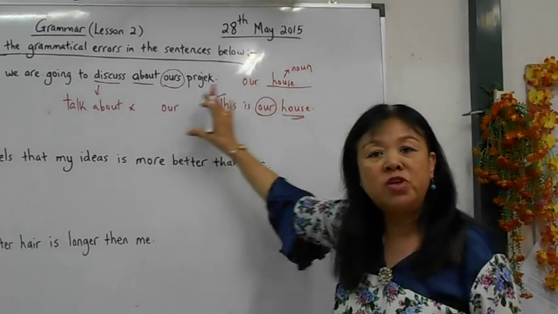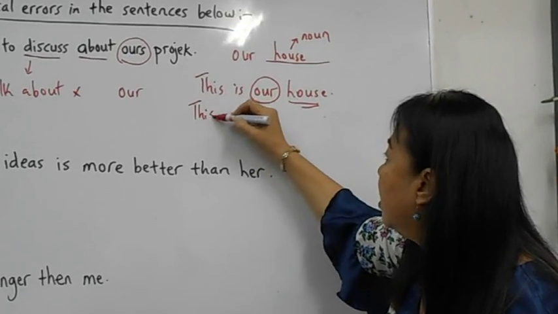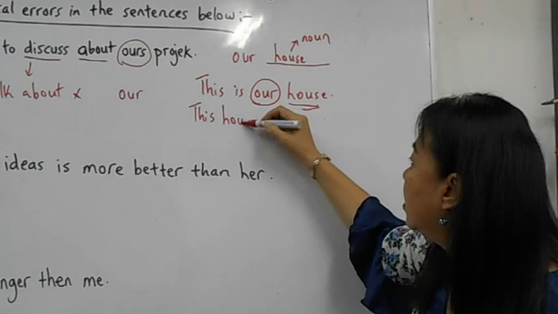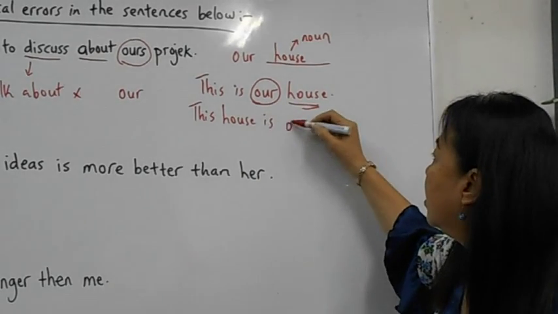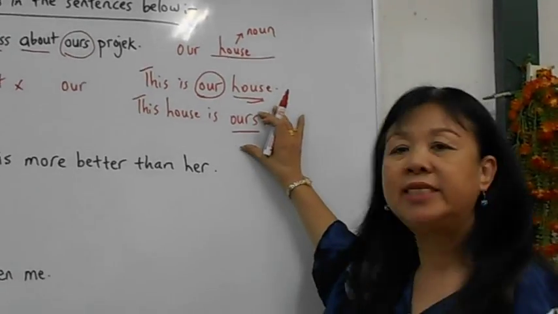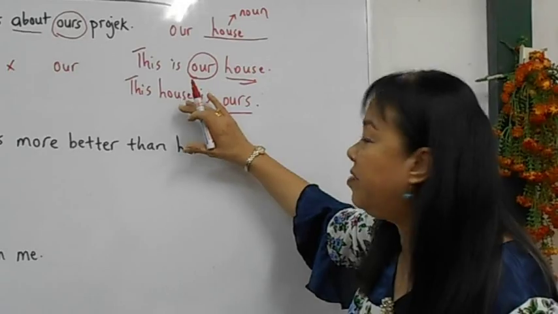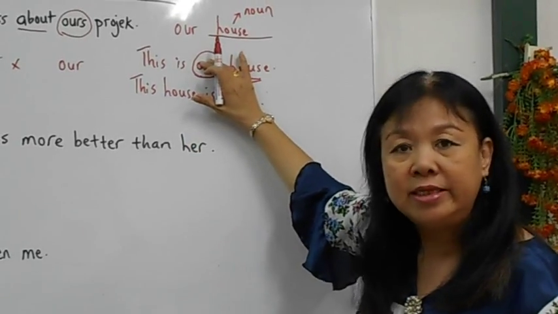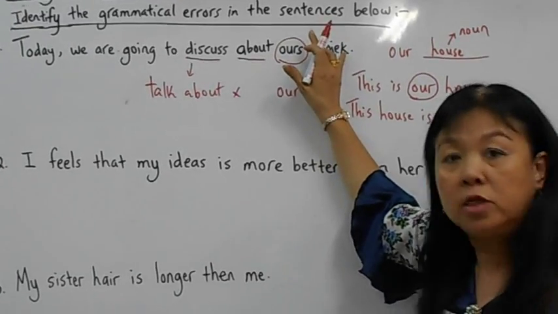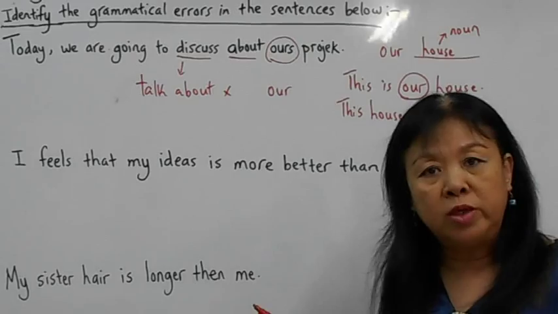So if I were to restructure this sentence, it will be this. And then house, I move it to the front. House is ours. So when you put an S here, ours, then you can safely put a full stop. So this is the restructuring of this original sentence. That is why when you say ours project, it is wrong. We should say our project, or rather the project is ours.